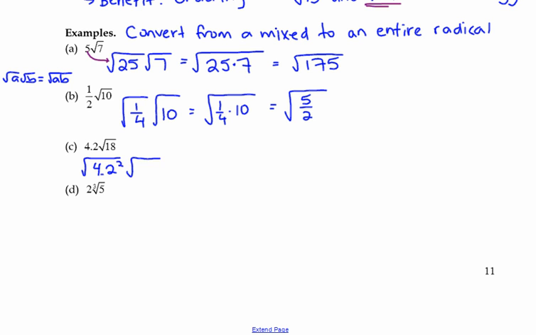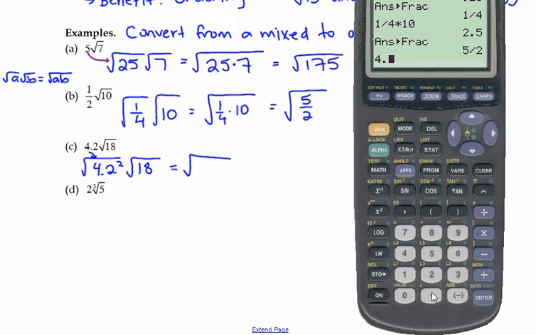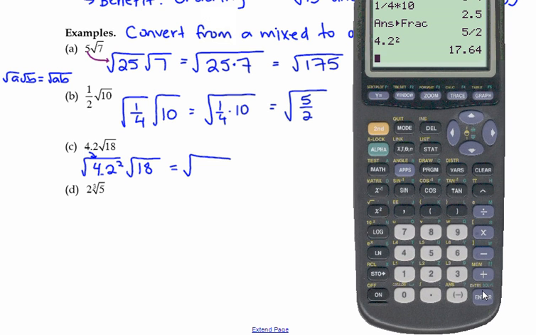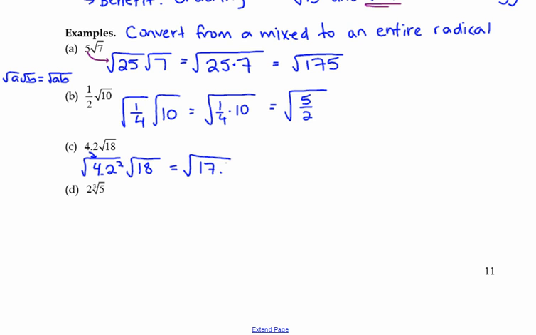So I'm going to write an extra step in there so we can see that you're squaring 4.2 to put it under a square root. 17.64. We'll leave it as a decimal for now, like this one started with a decimal. We can make it a fraction at the end if we'd like. Okay. So now that we have root 17.64 times root 18, put it all underneath the same. Times 18.